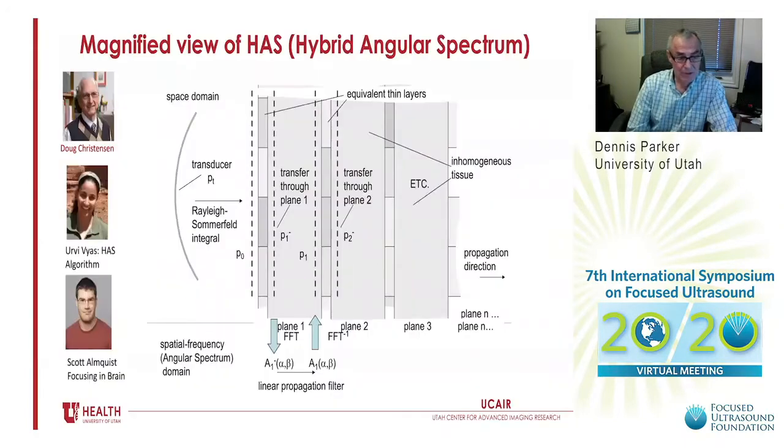The distortion of ultrasound propagation through inhomogeneous media can be monitored using full-wave angular spectrum numerical modeling, but these techniques are very slow. Doug Christensen and students at the University of Utah have developed a very rapid full-wave approximation method called hybrid angular spectrum that uses fast Fourier transforms to achieve up to 2 orders of magnitude increase in speed.